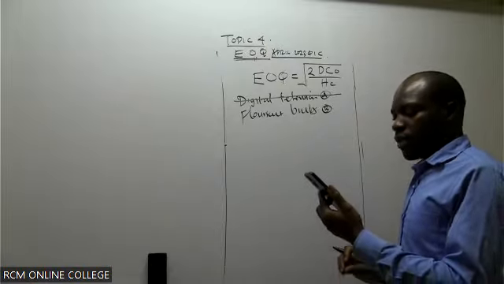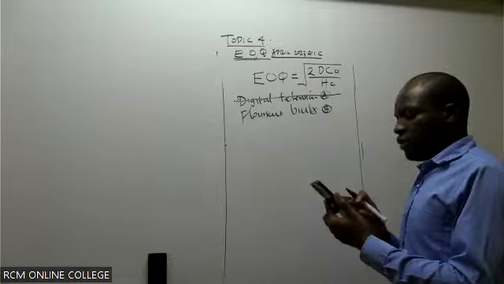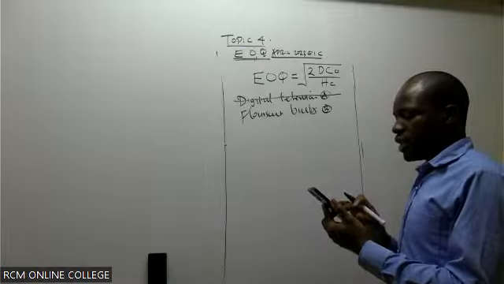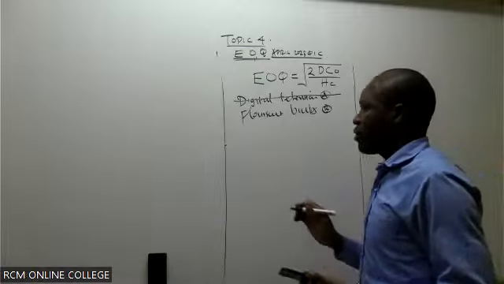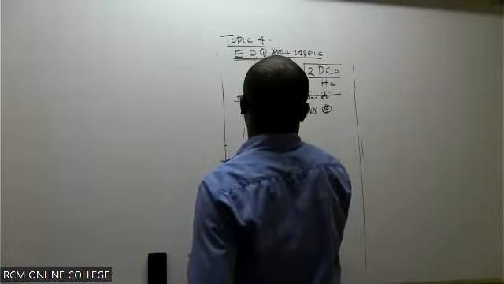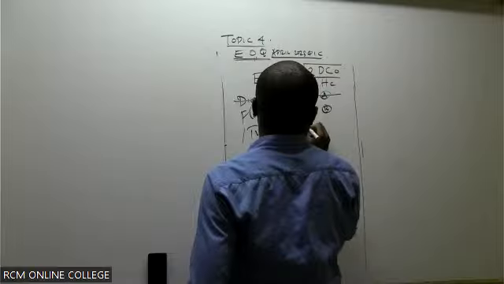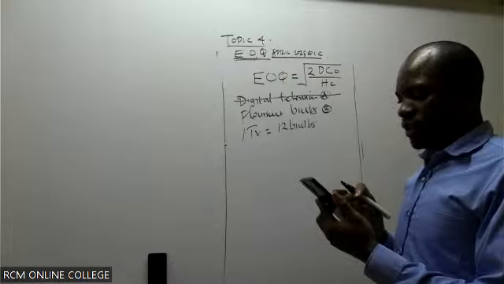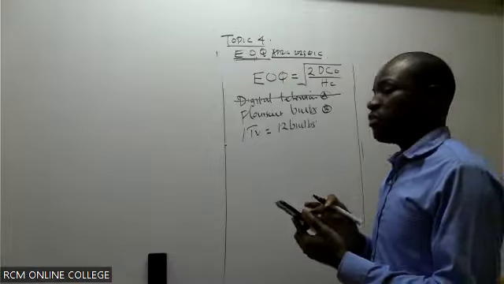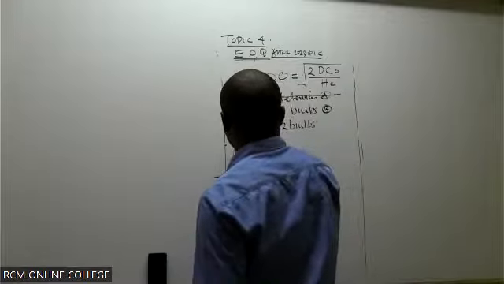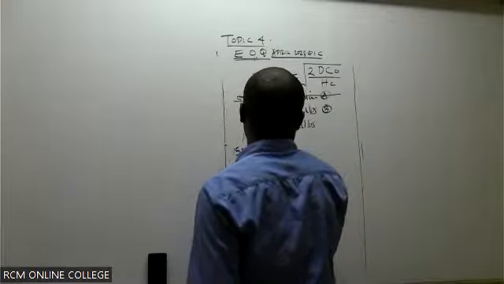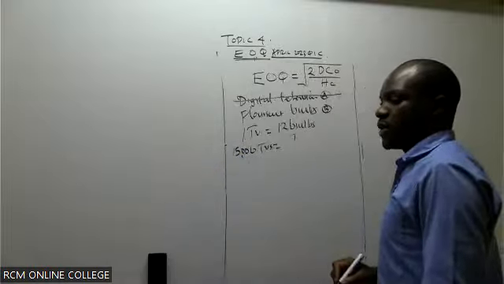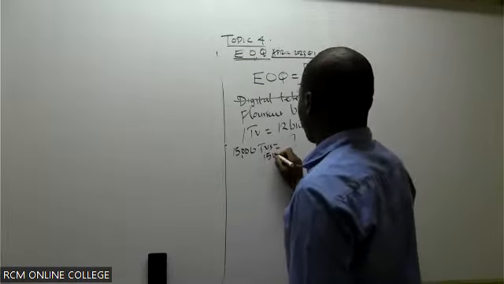So let's see. The main component in making digital television is the fluorescent bulbs. For each digital television manufactured, 12 bulbs are required. One TV is equivalent to 12 bulbs. Is it? Now, the company manufactures 15,000 digital televisions per year. 15,000 televisions will be equivalent to how many bulbs? So that's what we need to start with.